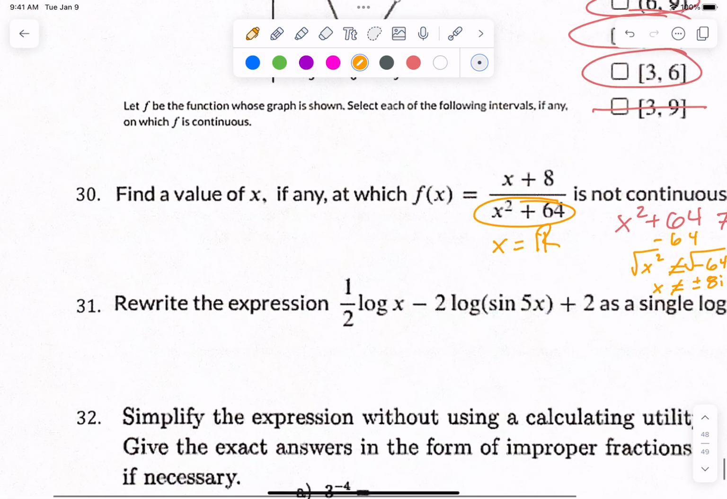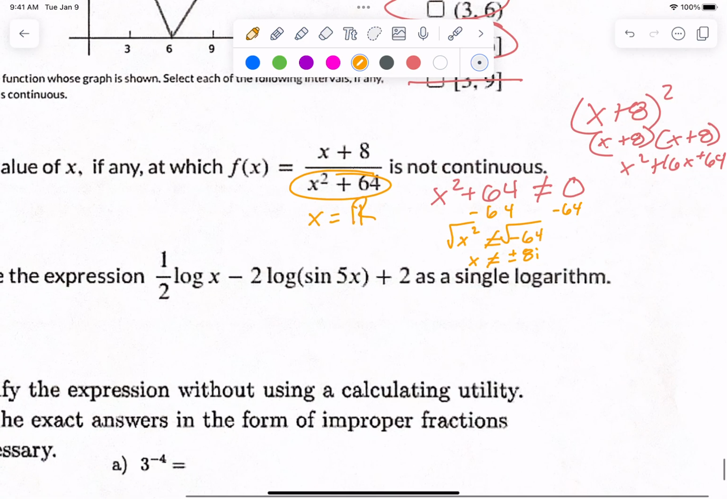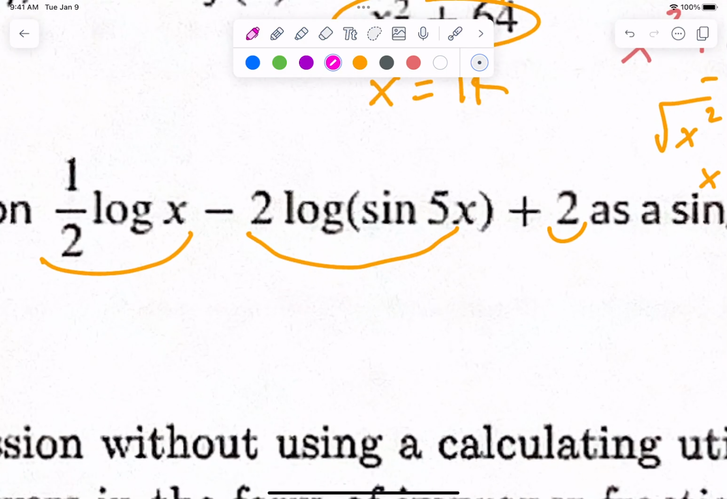Rewrite the expression as a single log, one piece. I think we did this exact problem somewhere. So you have this guy, and then you have this guy, and then you have the 2 that's just chilling. He just gets to chill. But let's figure out where the things go. What can we move first?